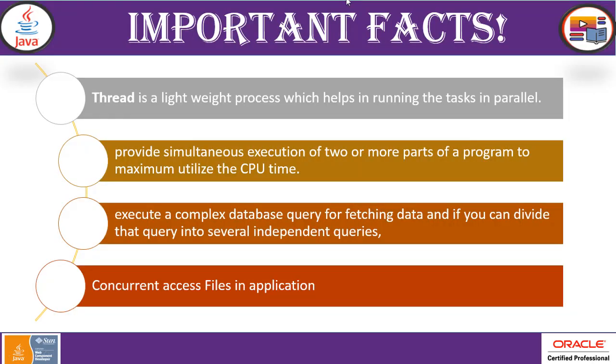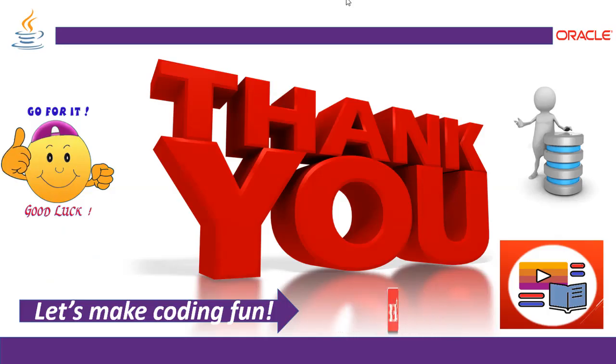Now let's see multi-threading important facts. Thread is a lightweight process which helps in running tasks in parallel. Multithreading provides simultaneous execution of two or more parts of a program to maximize CPU utilization. Multithreading also helps to execute a complex database query for fetching data, if you can divide that query into several independent queries. It will also help to provide concurrent access to files handling in an application. So this is all about multi-threading in basic.